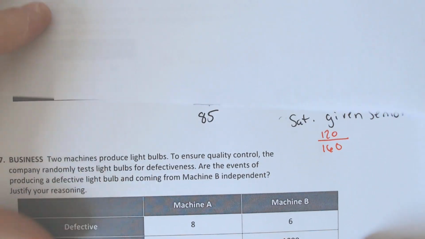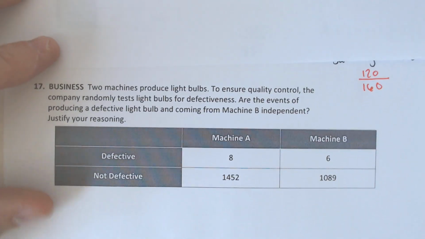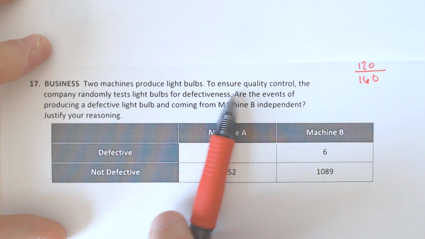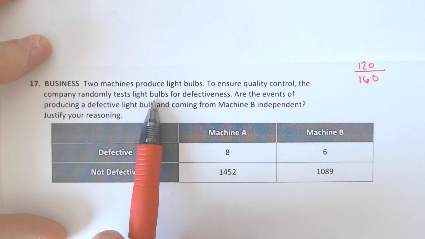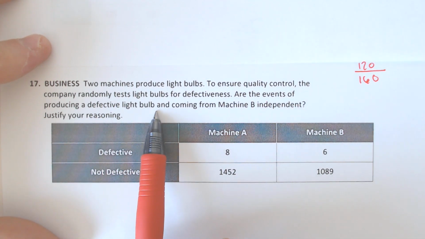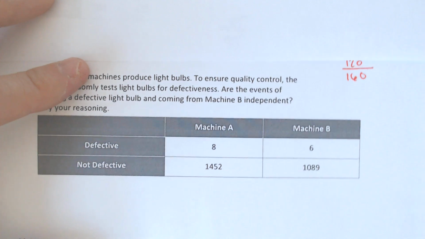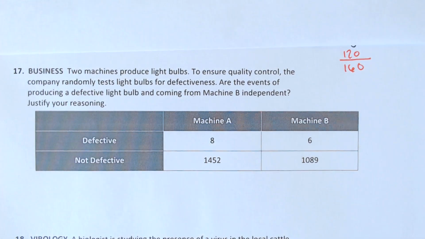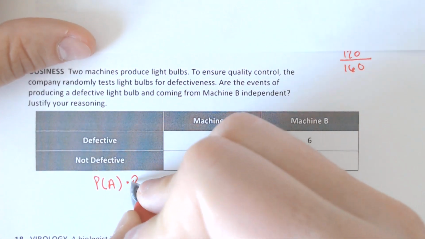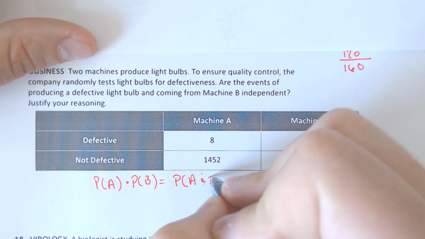Okay? Other questions are going to relate to whether or not they are independent or not. Okay? So given this scenario, we got two machines that produce light bulbs. To ensure quality control, the company randomly tests light bulbs for defectiveness. Are the events of producing a defective light bulb and coming from machine B independent? Justify your reasoning. Okay, so in order for events to be independent, I'm going to have a whole other video on this as well, it is: if you take the probability of A and multiply by the probability of B, does it equal the probability of A and B occurring?